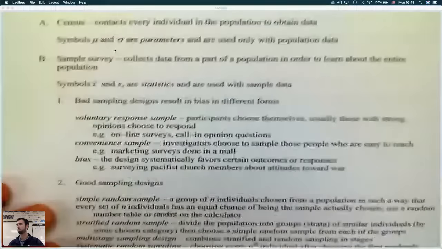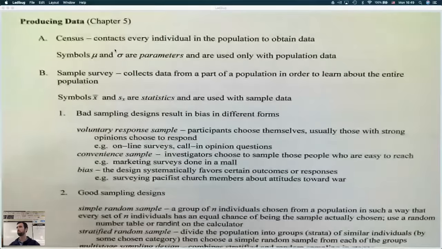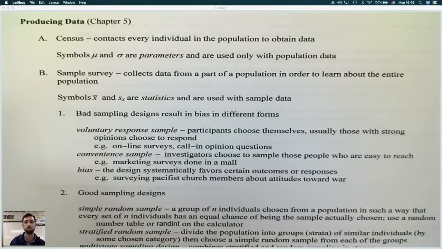So a couple different ways we can produce data. One is through a census. That's where we collect data from every single person. Mu and sigma are the parameters used for population data. So if we did collect a census, we would use mu and sigma. Sample surveys, we collect data from a subset of people from a population to help us out with making inferences about the population. We use x-bar and Sx as statistics that are used with sample data.